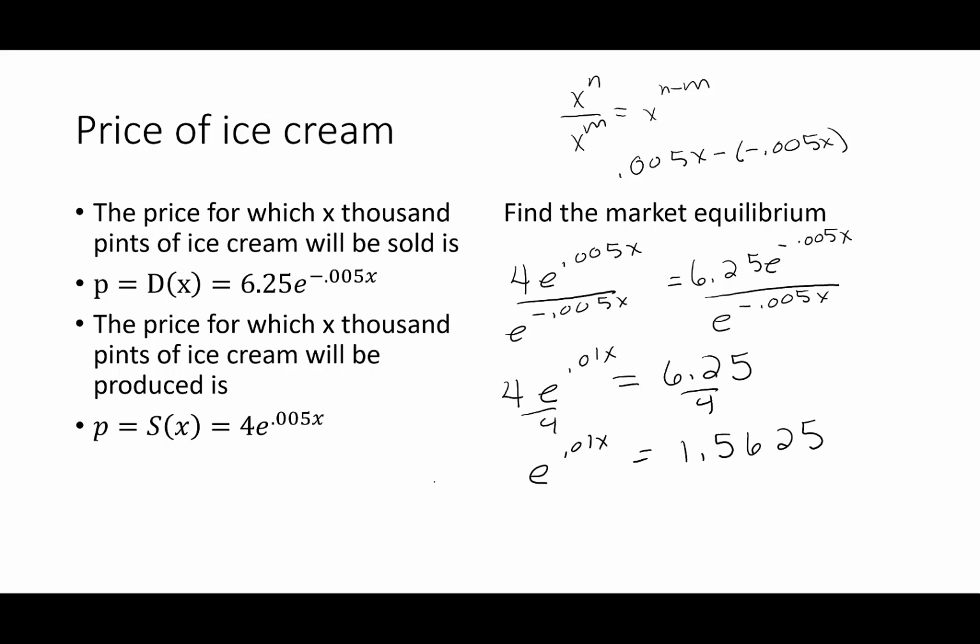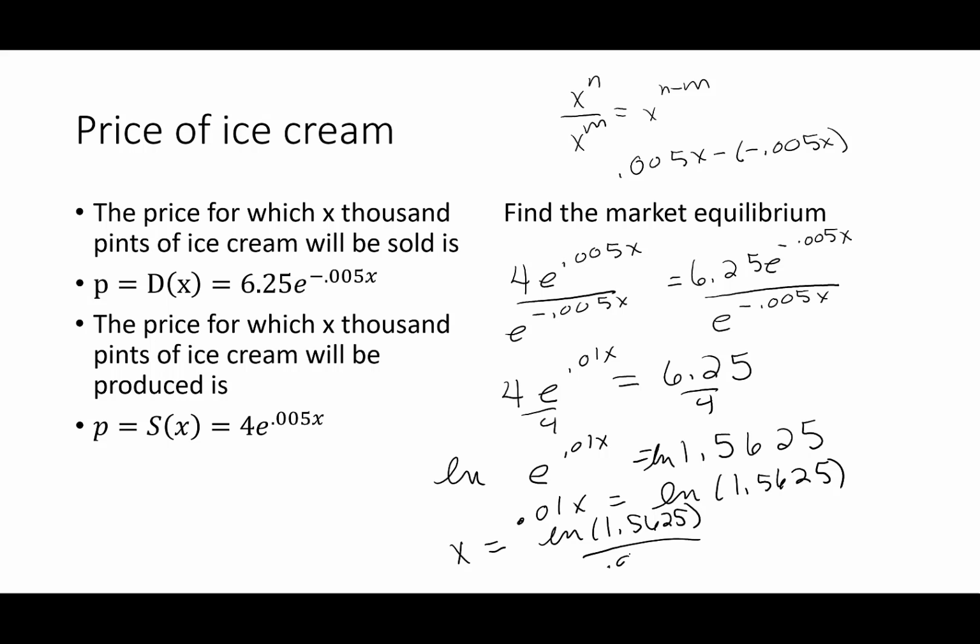To get rid of e, I need to take the natural log of each side. On the left side, I'm going to get 0.01x. On the right side, I'm going to write it as the natural log of 1.5625 because I know I'm not going to get an integer or a rational. As a last step, I'm going to divide the natural log of 1.5625 by the 0.01.